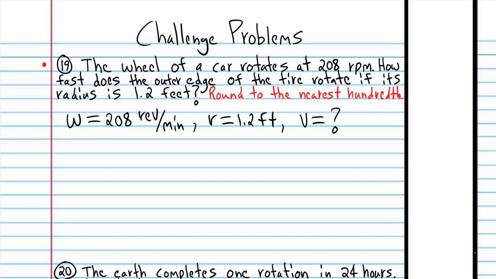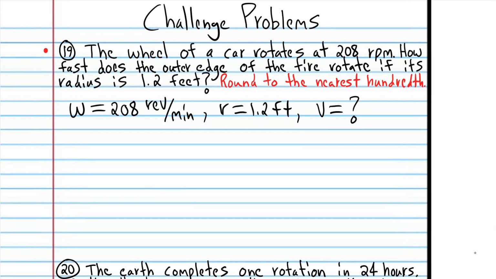So we're looking for the linear velocity. It doesn't say exactly what units, so we can write any units we want. We're going to stick with the units that they give us, feet and minutes. So we know that the linear velocity is equal to the radius times the angular velocity.